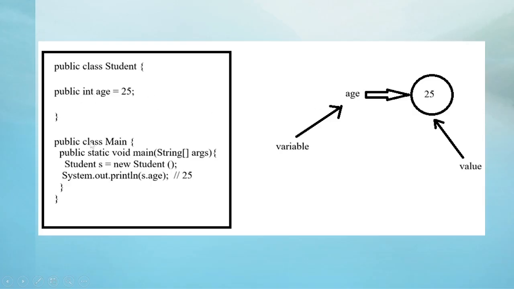Here, this is the main class, and in the main method I have created the object of the class Student. Then I have accessed the field called age with the help of the reference variable, s.age. When I print this, I'll be getting the output as 25. Don't worry if you don't understand the objects or the main method yet. We will learn those concepts in detail in upcoming videos.